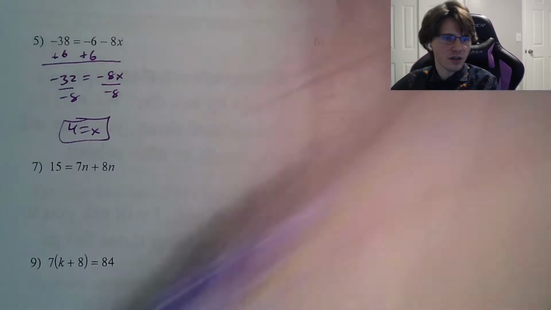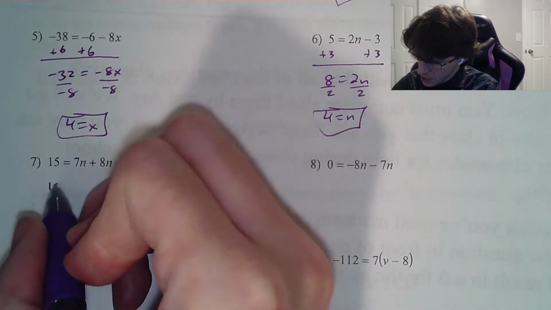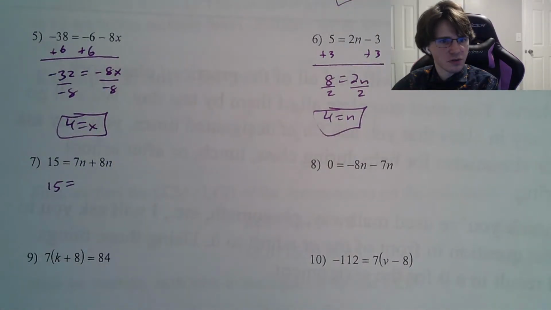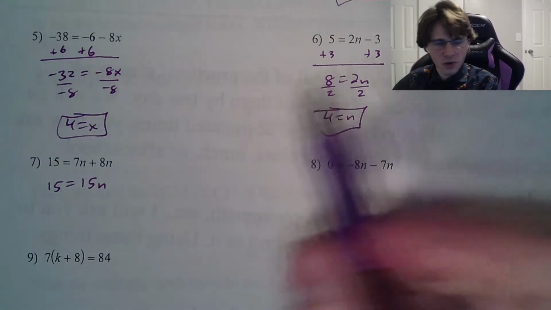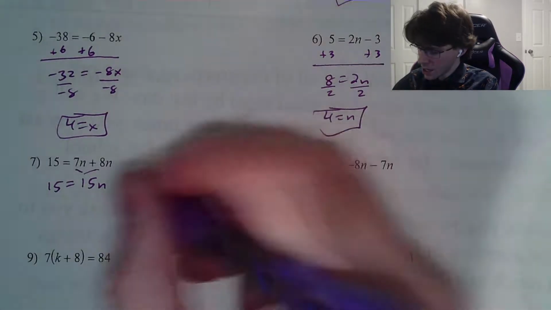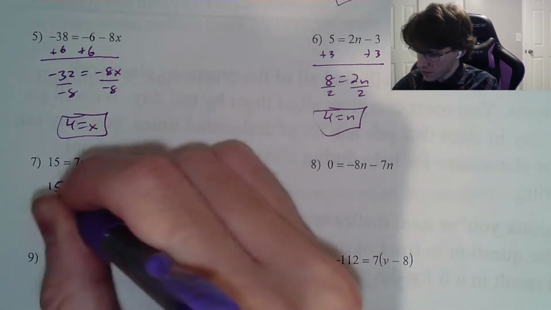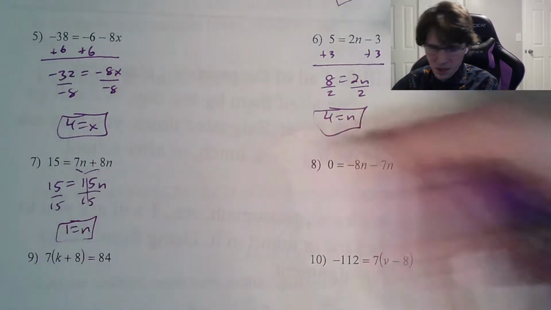Number 7, another question that can be a little bit tricky in the end. Actually, sorry, number 8 is the tricky one. Number 7 should be nice and easy. We're just adding like terms to start. So we're going to do 7n plus 8n is going to be 15n. If you're wondering what happened there, we just literally combined the 7 and the 8 together to get the 15. And now we're dividing both sides by 15. And we get 1 is equal to n. Nice.